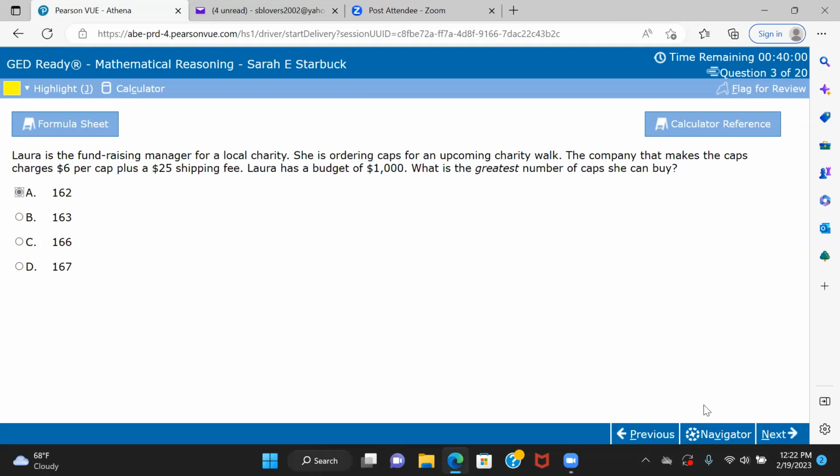How did you come up with that number? So I multiplied the 6 times 162 and then added the 25 shipping fee. Okay. And did that get you? Let's use the calculator and do it slightly differently, or let's do it with the one they give you, just to practice here. Okay.